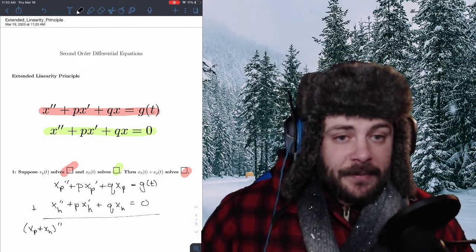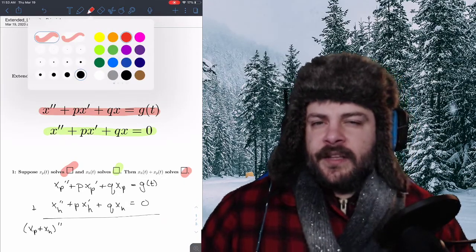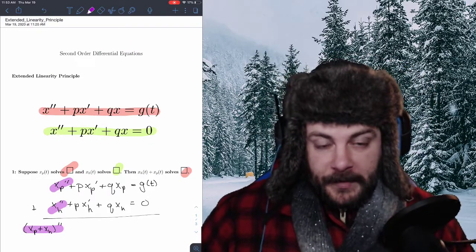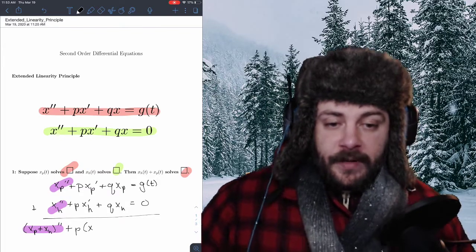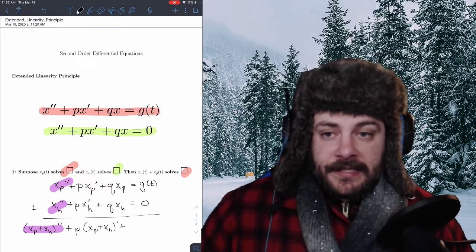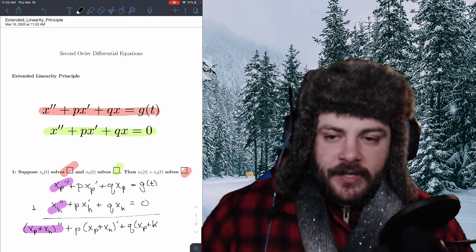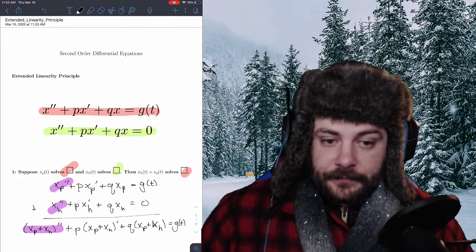We have (x sub p plus x sub h) double prime. We should be able to recognize this because the derivative of a sum is the sum of the derivatives and vice versa. Okay? And so we're just going to group everything like that according to derivatives. So we have p times (x sub p plus x sub h) prime plus q times (x sub p plus x sub h). And all that should equal whatever g plus 0 is. That's g of t. All right.